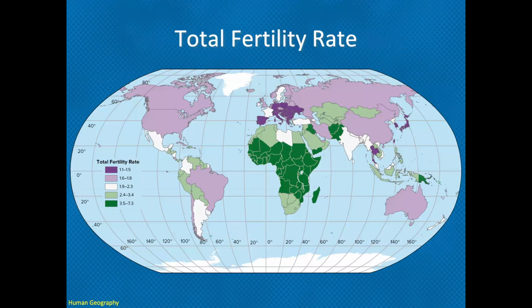Notice where the numbers are really, really low. So the dark purple, between 1 and 1.5. So Europe, Japan. The United States is quickly dropping. Anything in the white is sort of steady, and anything in the green is still growing. So that's how you need to look at this graphic right here.